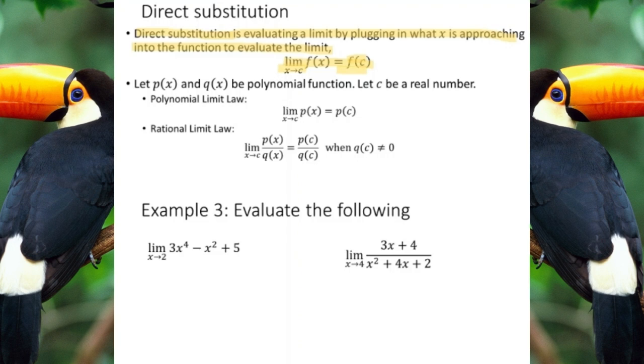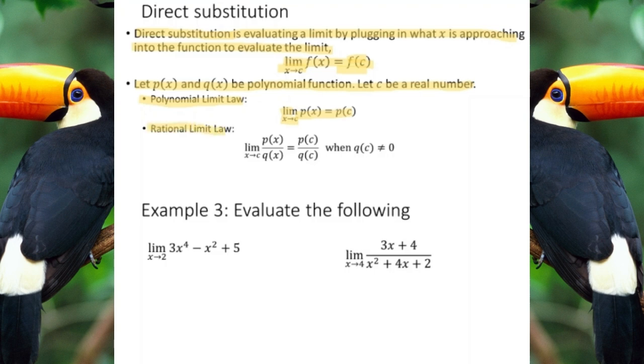For our first family of such functions, we'll let p of x and q of x be polynomials and let c be a real number. The polynomial law states that the limit as x approaches c of the polynomial p of x equals p of c. The reason why this is true is a combination of the sum and difference laws, the constant multiplier law, mixed with the two basic results we discussed at the beginning. Thanks to those laws combined, we can use direct substitution to evaluate the limit of a polynomial.